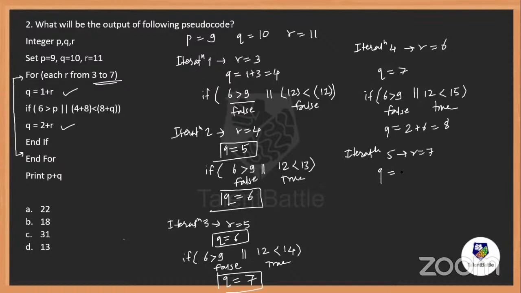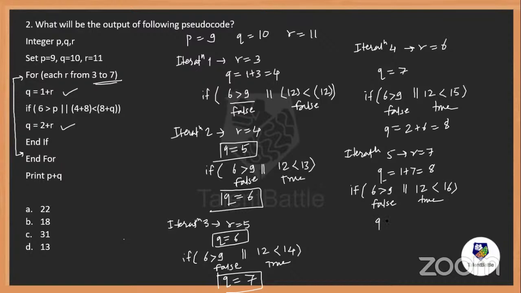Q is equal to 1 plus R. So 1 plus 7, that will be 8. If condition: 6 is greater than 9, this part is false. Logical OR with 12 is less than 8 plus Q. Q is 8 now, so 8 plus 8, 16. So this part is true.